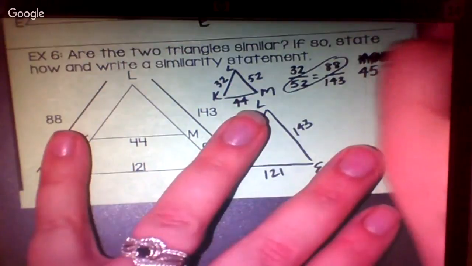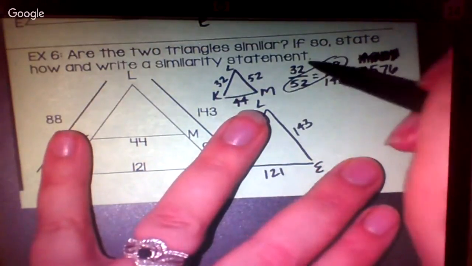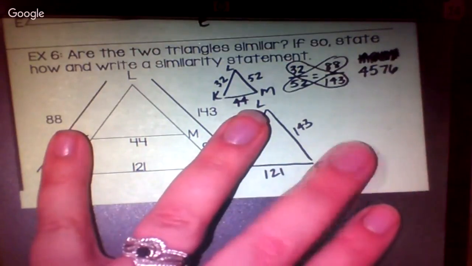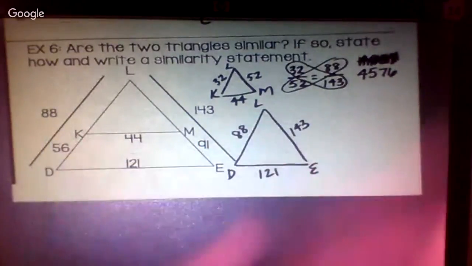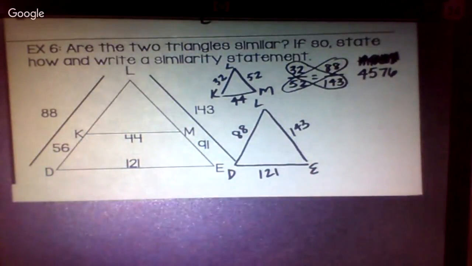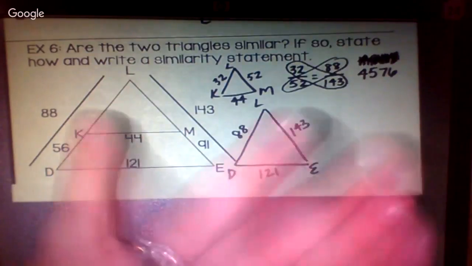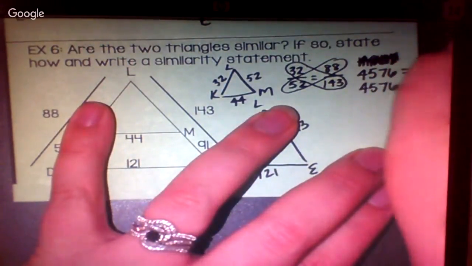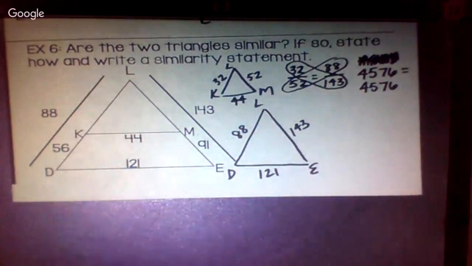4,576. I just said. Okay. What is 32 times 143? 5,148. Is that correct? Yeah, I thought. It's 4,576. Yeah, I got that. 4,576.